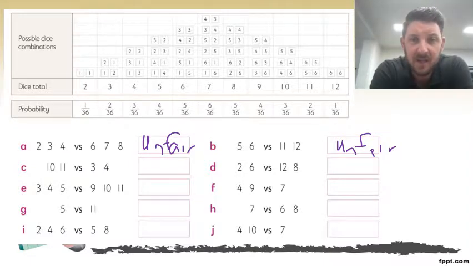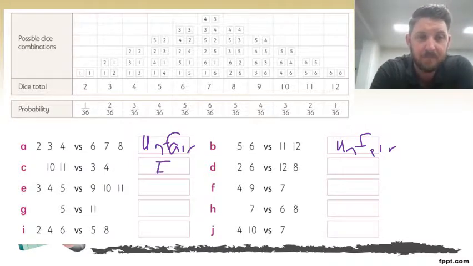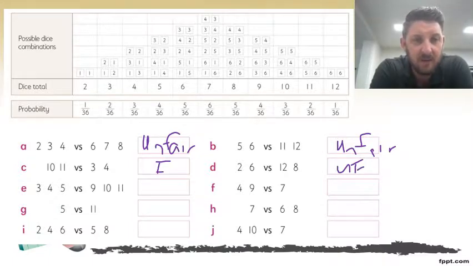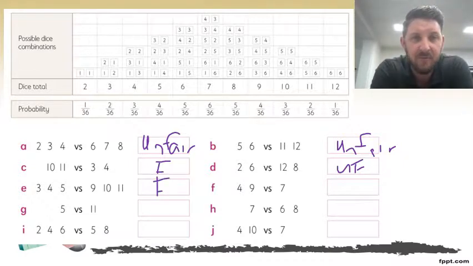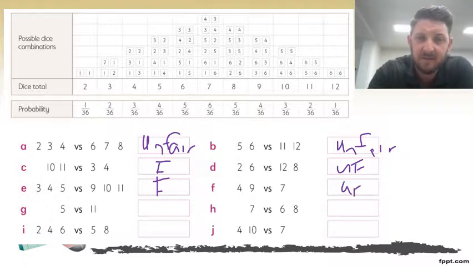Let's do C. 10 and 11 is 5 over 36. 3 and 4 is also 5, so it is fair. D is 2 and 6, so that's 8, and 12 and 8 is 6, so it is unfair. I'm just going to put UF for unfair. E, 3, 4, and 5 is 2, 3, and 4, so that makes 9 possible chances. And 9, 10, and 11 also makes 9, so it is fair. If I go to F, 4 and 9 is 7, and 7 is 6, so it is unfair. And the last one's there for you, 5 and 11 is unfair.